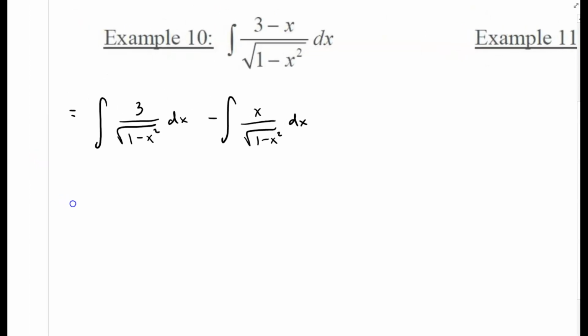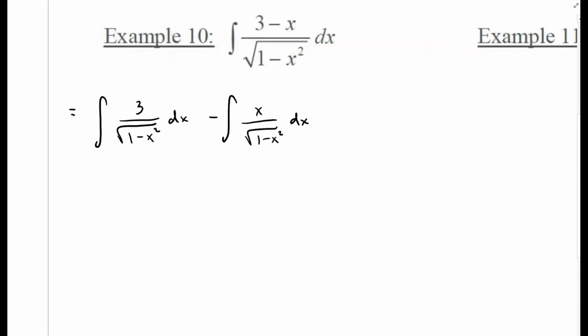I'm splitting this because, if I'm going to do some substitution, say u is 1 minus x squared, well, the derivative of this is negative 2x dx. So that doesn't account for my numerator. So I'm not going to do that. Here I'm just going to split the terms in my numerator.